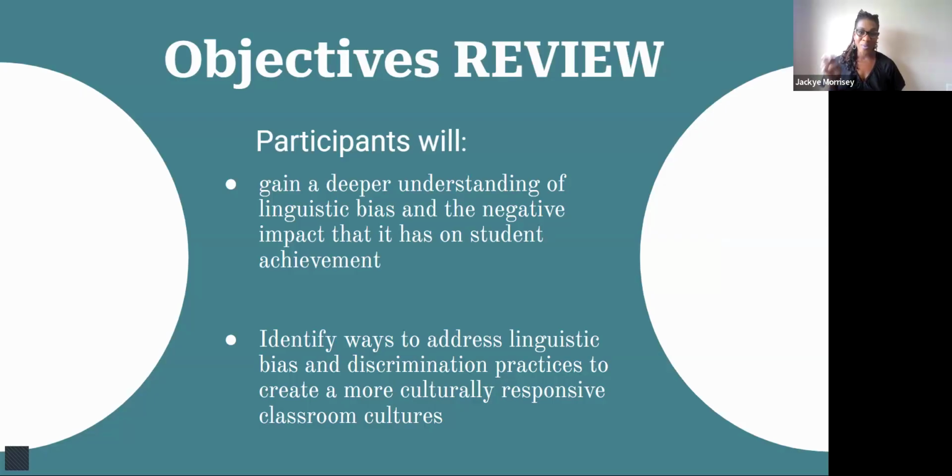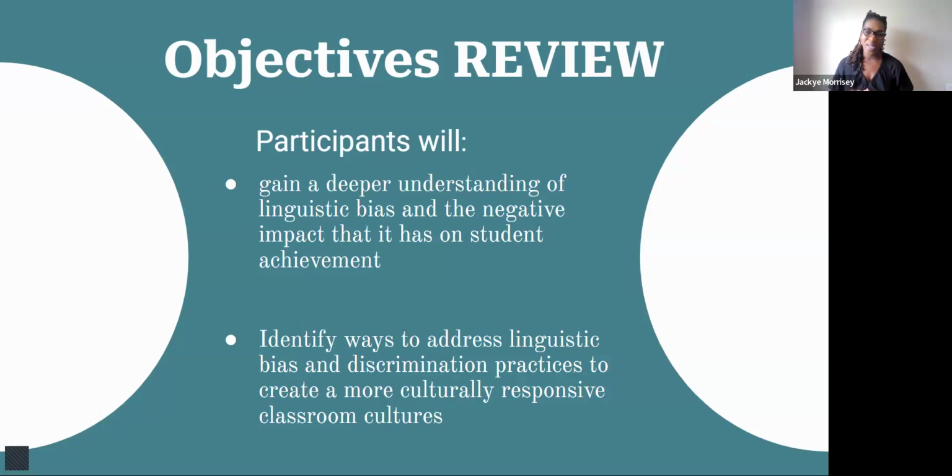All right, so we started out with these two objectives as we started this section. I said that we were going to gain a deeper understanding of linguistic bias and the negative impact that it can have on student achievement. So hopefully you were able to see that in the definition that I shared earlier about the unfair treatment of certain groups or certain students. And also, hopefully you gained a deeper understanding, even in O'Quinn's description of how AAVE comes into play sometimes in our schools with our students.